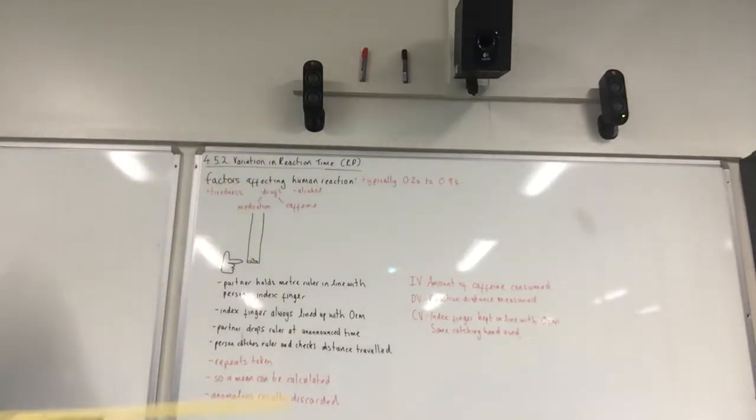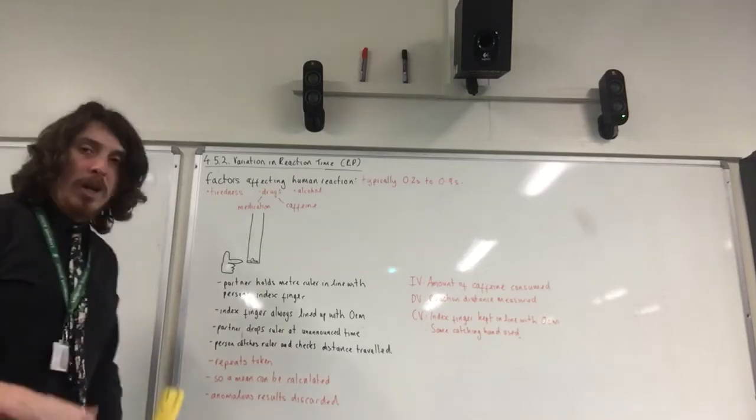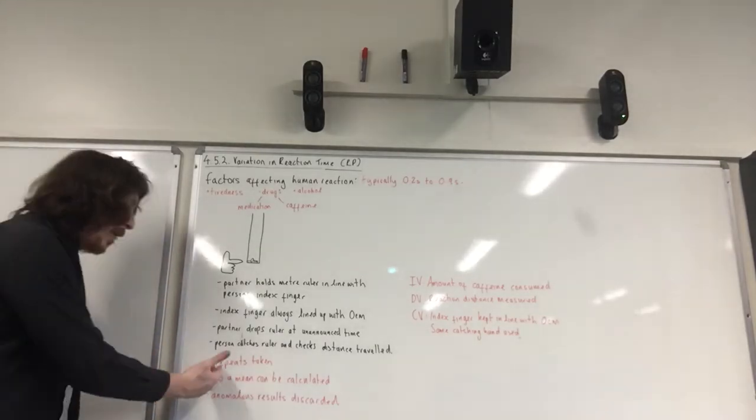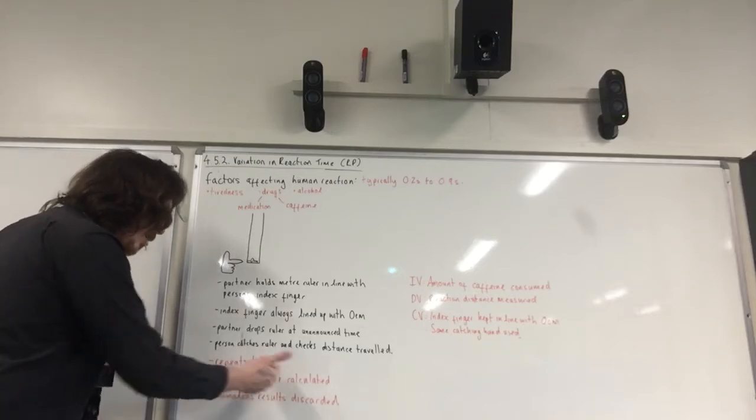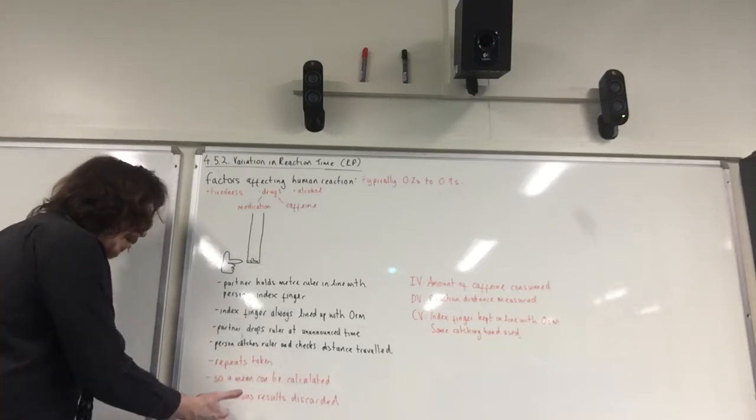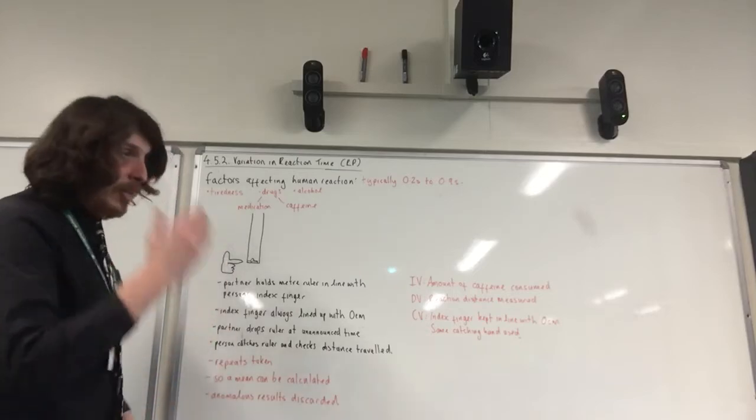Okay, so partner holds meter ruler in line with person's index finger. Index finger is always aligned with 0 centimetres. Partner drops ruler at an unannounced time, and the person catches ruler and checks the distance travelled. Good practice would be to repeat the experiment at least 3 times, and that is so we can calculate a mean, and if there are any anomalous results, we can discard them.